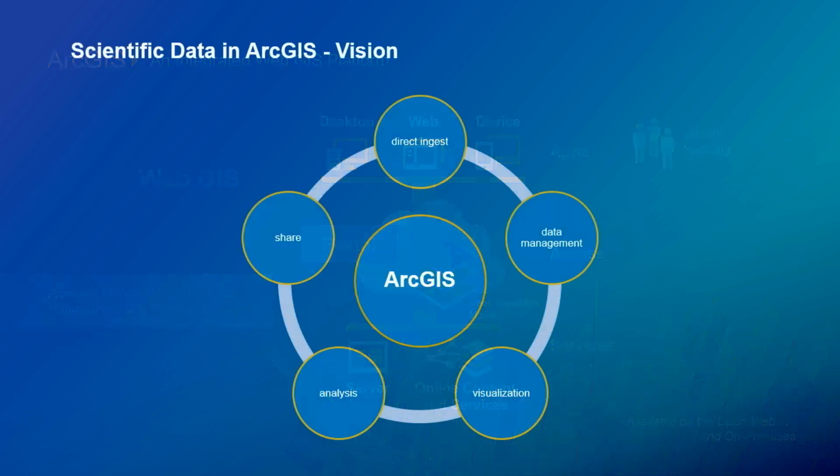So if we summarize that objective, what are the key things we are trying to do? What is the key vision that we have? Interestingly, this vision is no different from the vision we have with any other GIS data. We want direct ingest, not conversion, directly reading that data. We want to manage it. We want to visualize it and explore it. We want to analyze with it. And then finally, we share it so that the cycle keeps going on and on. That's what we want to do with our GIS platform.